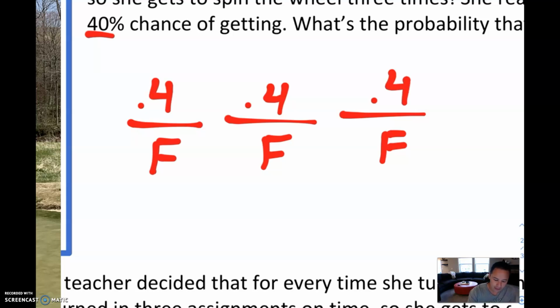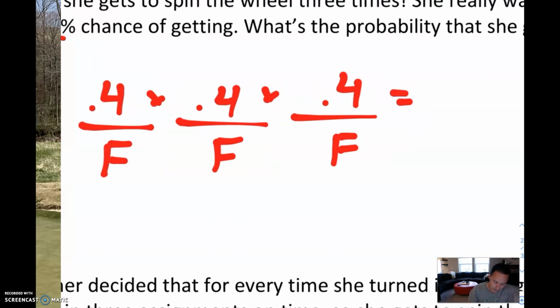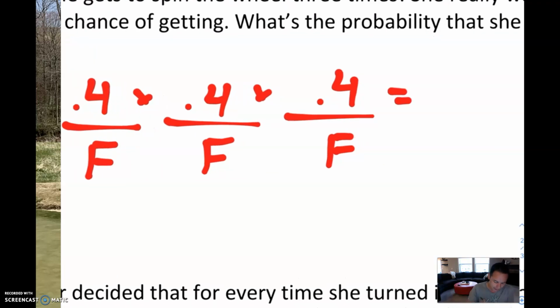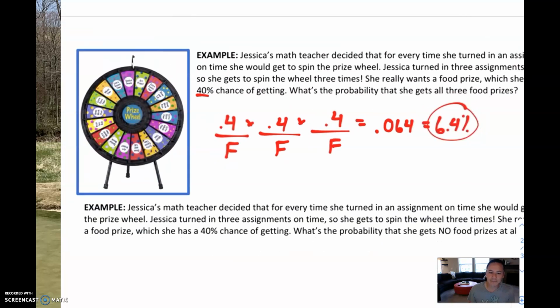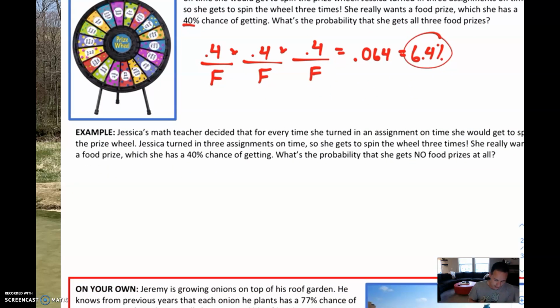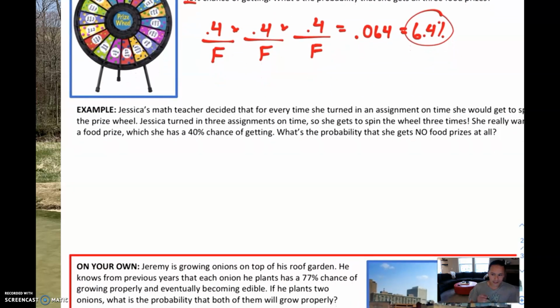So what we do is we take all of these numbers and we multiply them together to find the probability of all of those things happening. So 0.4 times 0.4 times 0.4 is 0.064. And that would equal, move the decimal over 2 spots, 6.4% chance of that happening. So Jessica would have a 6.4% chance once she turns in those 3 assignments on time that she gets all 3 food prizes. So now we're going to go kind of the opposite way here.